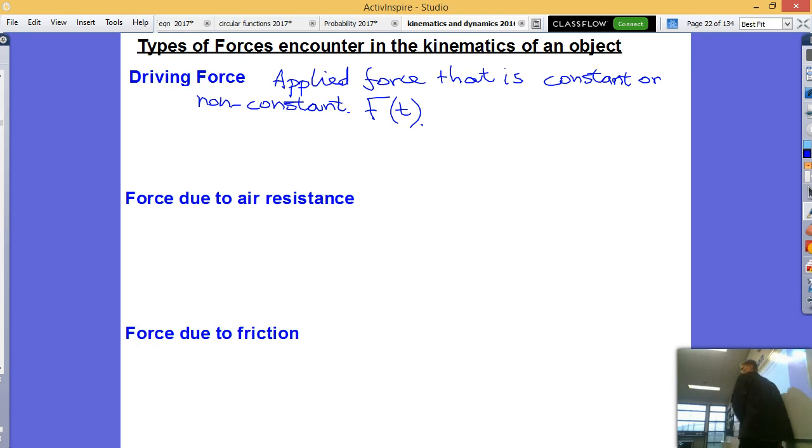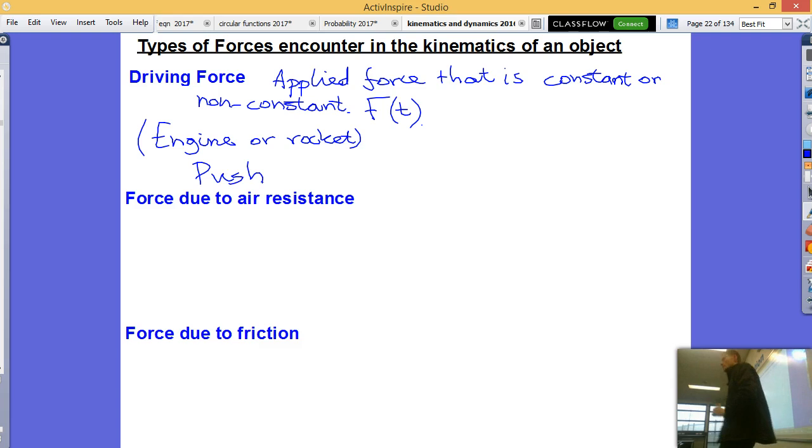Would a driving force be as a result of like an engine or something? Could be an engine, absolutely. Or a rocket. Or it could be a simple physical push. I could push an object forward and that would be a driving force. That's pushing it forward. Very good. Well done. Komal, you just applied a driving force.